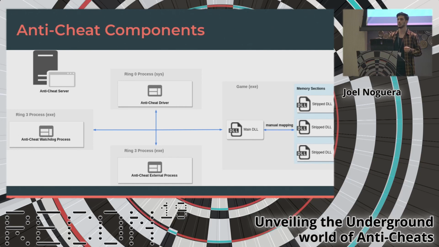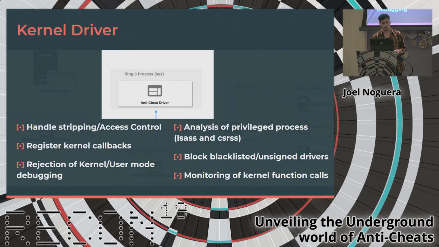So if this heartbeat is disconnected somehow, because the process crashed or the anti-cheat service has been disconnected, it will automatically kill the game also, so no one can play without the anti-cheat. And also it will be receiving all the alerts and reports for players that have some malicious or weird behavior on their PC. Then we have the most powerful part of an anti-cheat, which is the driver that they will be running in ring 0.